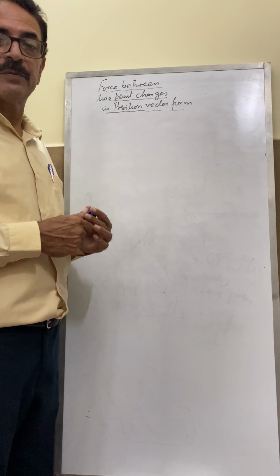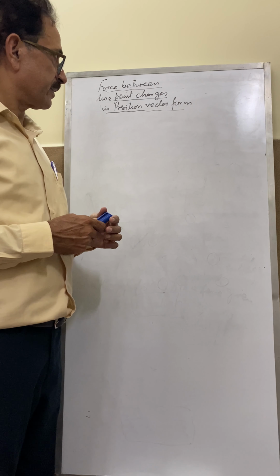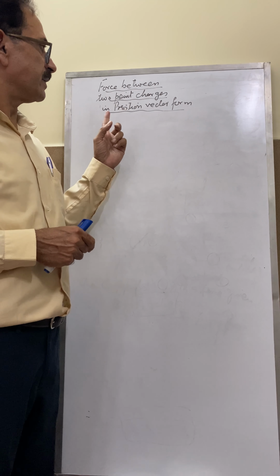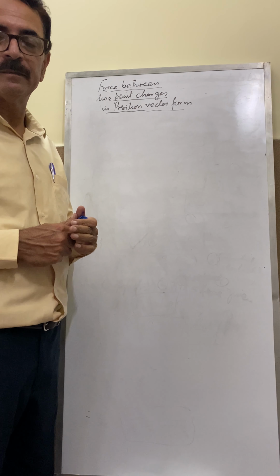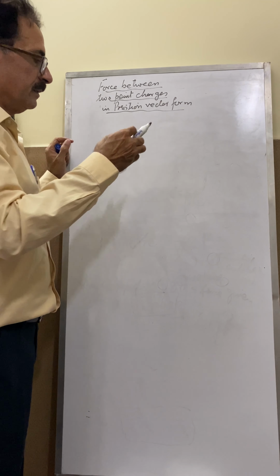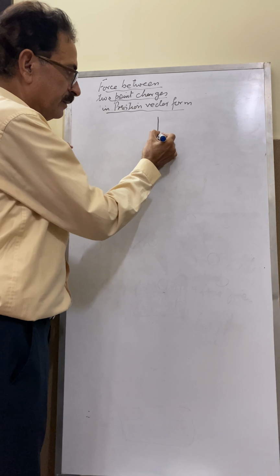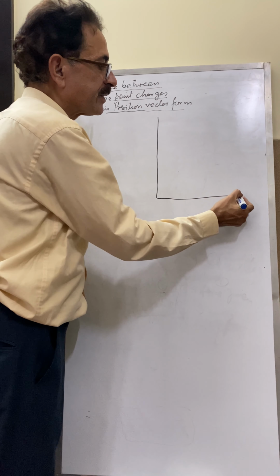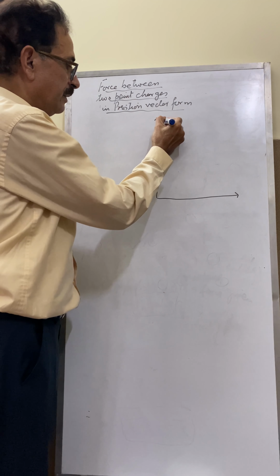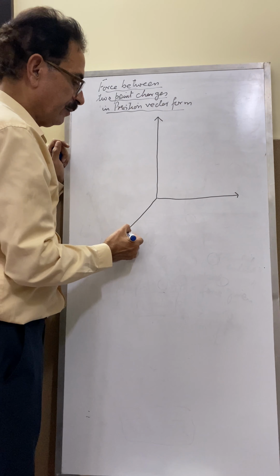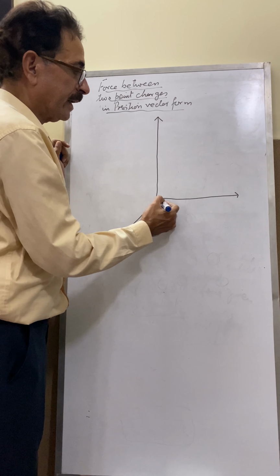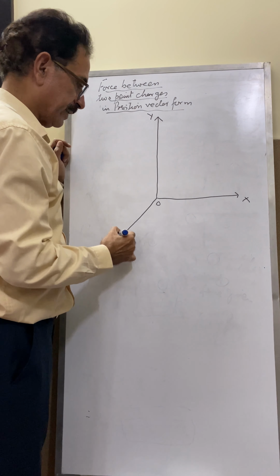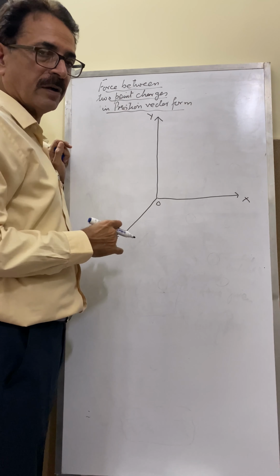Dear students, today we are going to discuss the force between two point charges in position vector form. Suppose we take two point charges in space, that means in a coordinate frame of reference OX, OY and OZ. This is a three-dimensional coordinate frame of reference.